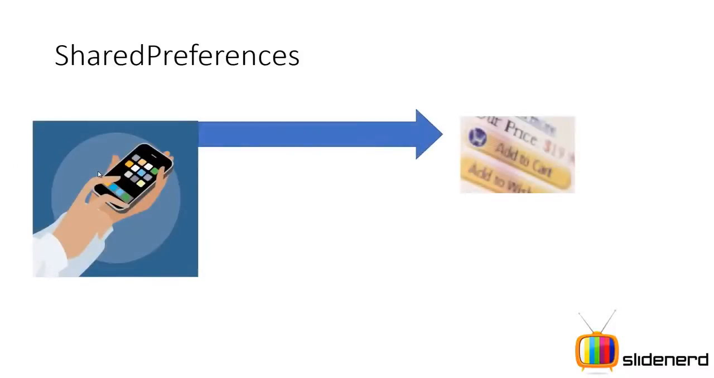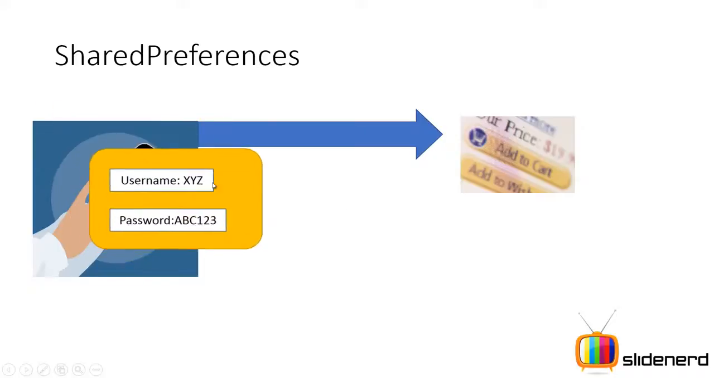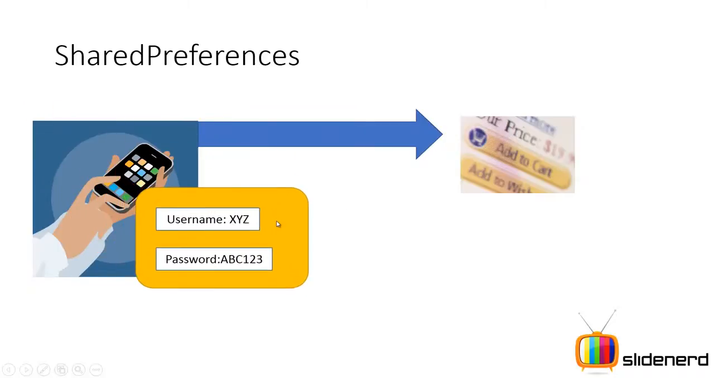First, let's talk about shared preferences in our app. So there is a mobile app. Let's say you're trying to do some online shopping with that app. What you give here is a username, say XYZ, and a password, say ABC123. Now your app is responsible for only storing this piece of information. What is the username and what is the password?